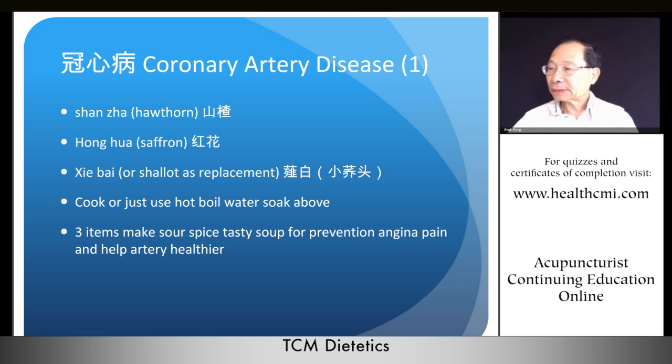But shallot makes a great culinary addition. It's easy to get and it works. It's just not as strong, so you may need to use more or over a longer period of time. Nonetheless, it helps unblock the coronary arteries. And great for angina pain, correct?